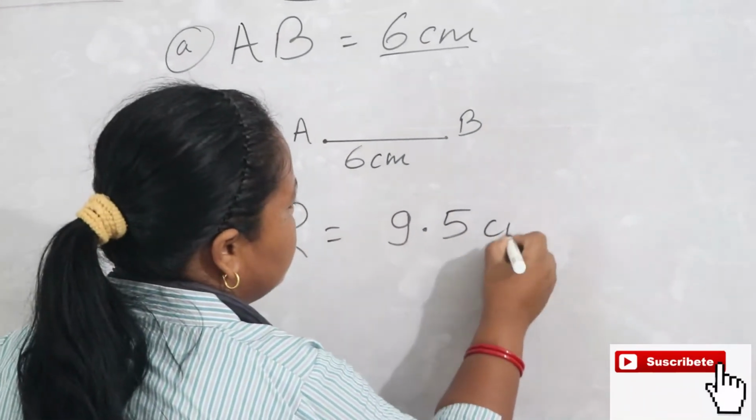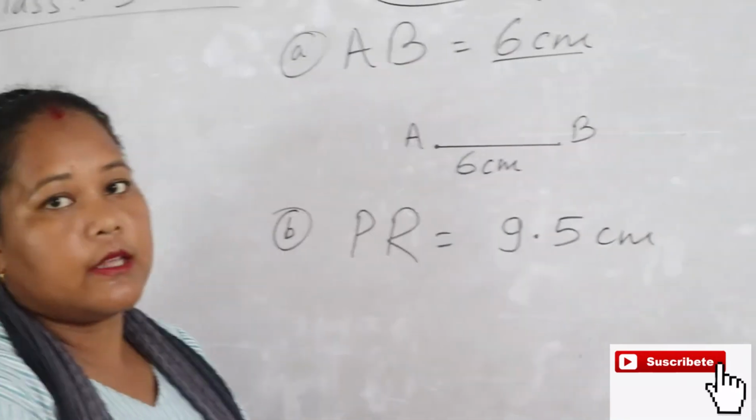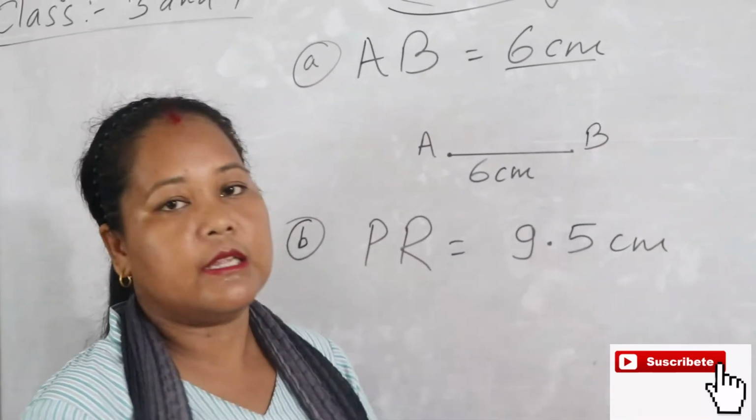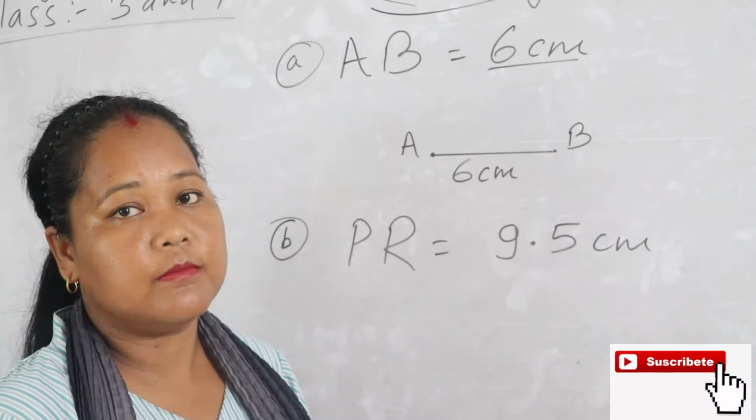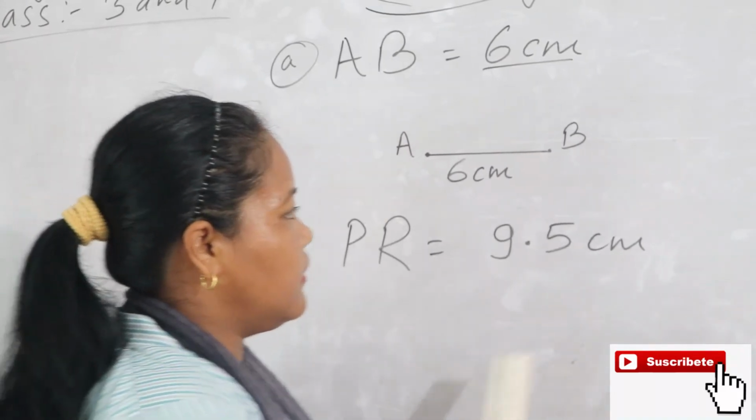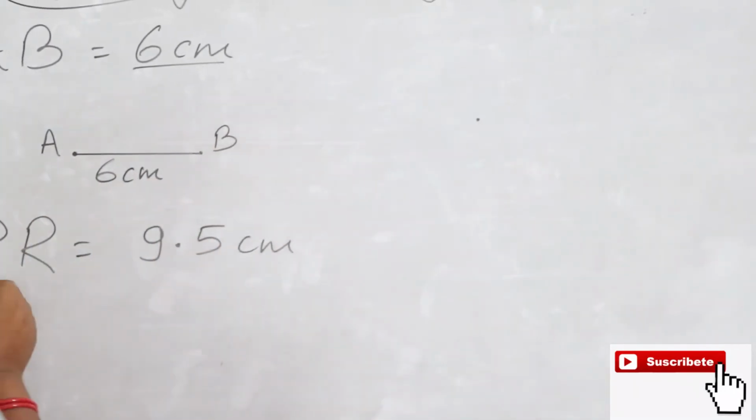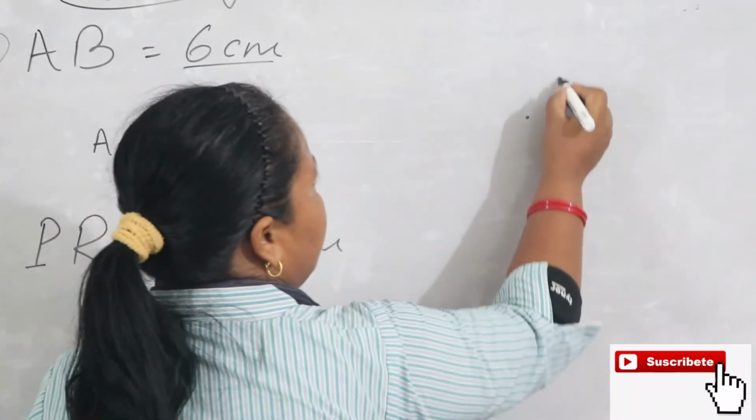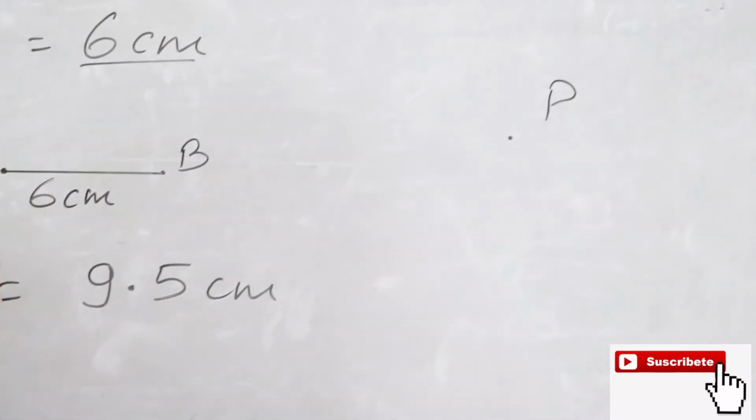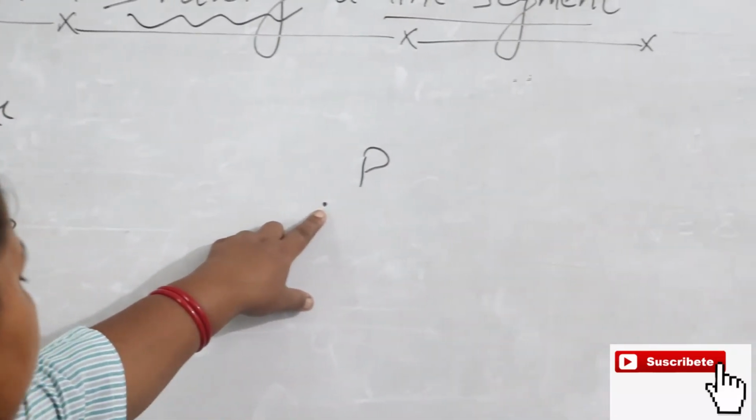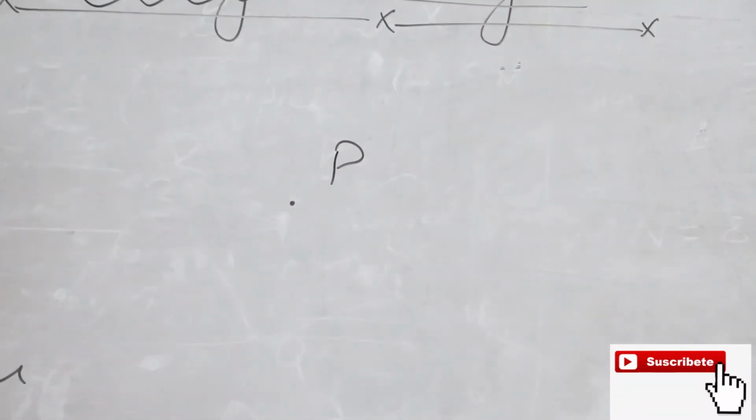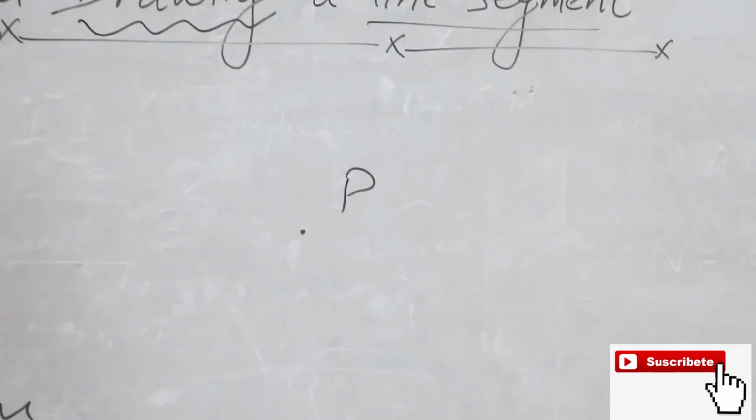And next question, PR, 9.5 cm. How to draw the line segment PR whose length is 9.5 cm. Okay, so the process is the same. Give one point and give the name P. With the help of this point, we will draw the line segment whose measurement is 9.5.